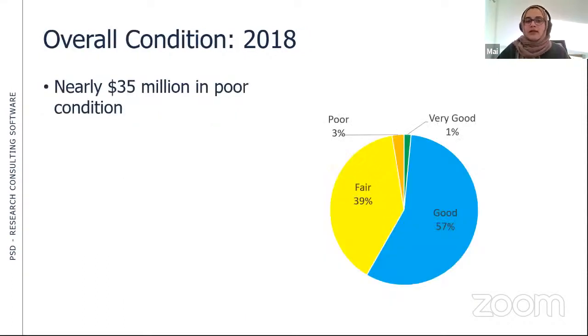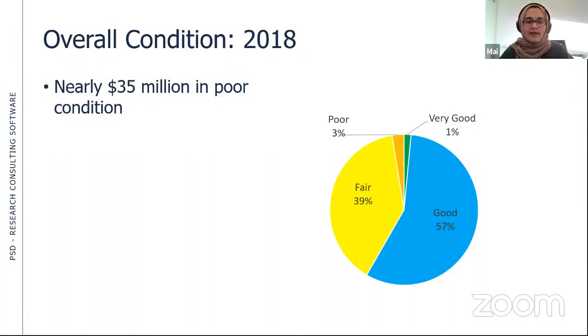When we look at condition, the 2018 asset management plan identified that about $35 million worth of assets were in poor condition. And you'll notice that none of them were in very poor, with the majority of the assets being in good or fair condition. Now, I want you to keep in mind that a lot of these assets were assessed based on age. Right, especially for the non-linear assets, many of them were assessed based on age. And so age is not always the best determinant of performance. Sometimes you will have vehicles, for example, that are way past their service life, their estimated useful life, but they are still functional and they are still working.